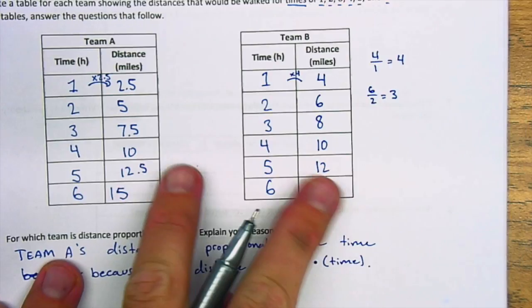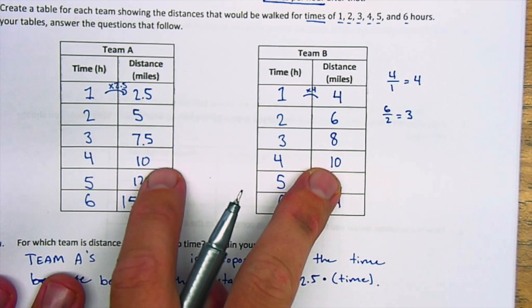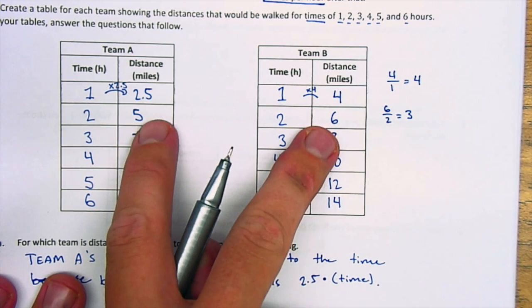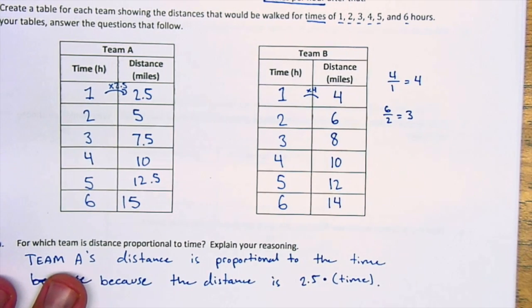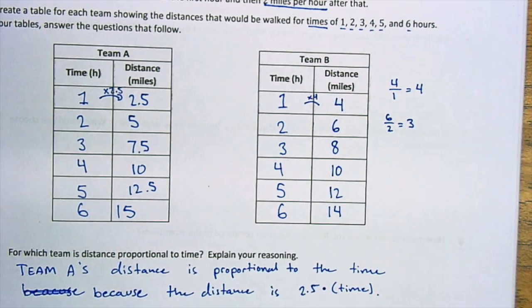Now, if we look back at 10 miles, they both get to 10 miles at 4 hours. But before that, Team B is always ahead of Team A every hour. So that's why we picked as long as you're before 10 hours, or 10 miles, excuse me, sorry.